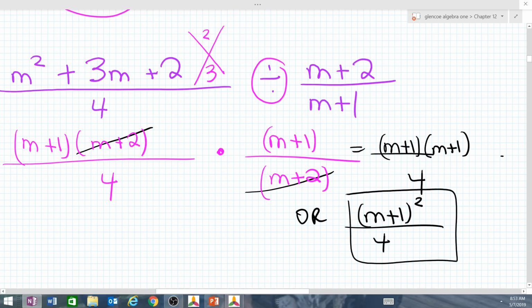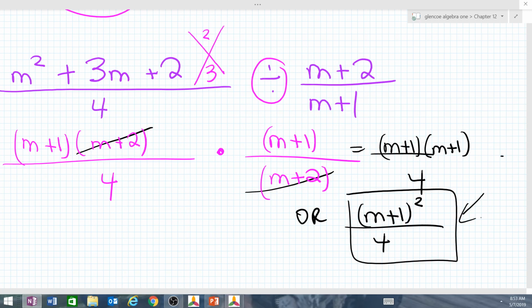Now, if you FOILed out m plus 1, that would also be correct. Let me just tell you, this is how I would prefer the answer. And on your test, it's for algebra honors, your test is all free response. Okay, so there's no multiple choice. For algebra 1, it's almost half and half. I think a little bit more multiple choice than free response. Does anybody have a question?